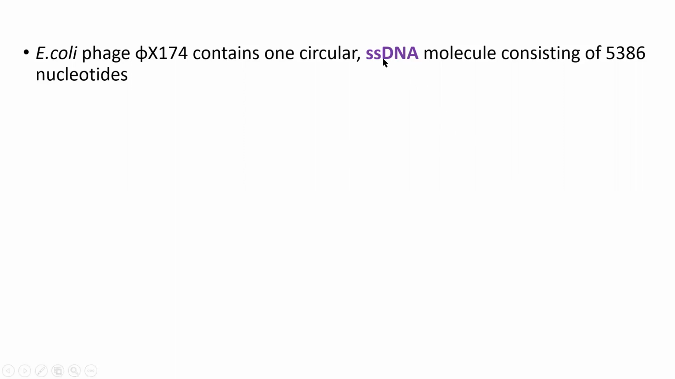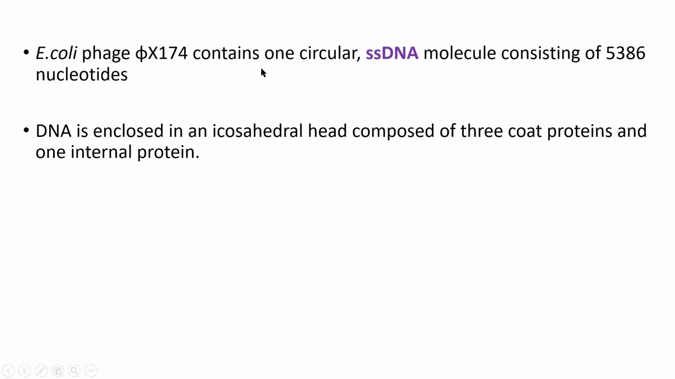It has single-stranded DNA as its genetic material, and the single-stranded DNA is circular, consisting of 5,386 nucleotides. The base sequence is known for this ΦX174 DNA. DNA is enclosed in an icosahedral head composed of 3 coat proteins and 1 internal protein. The phage has only 11 genes. So the genome of this ΦX174 bacteriophage is very small, just 5,386 nucleotides.